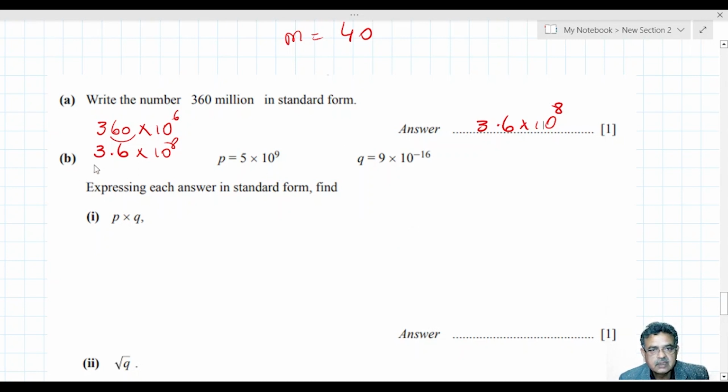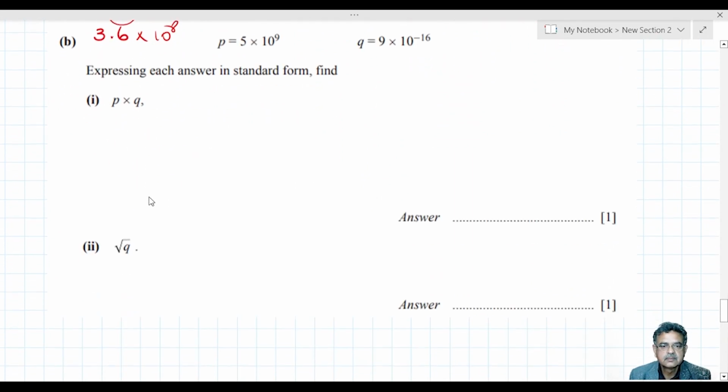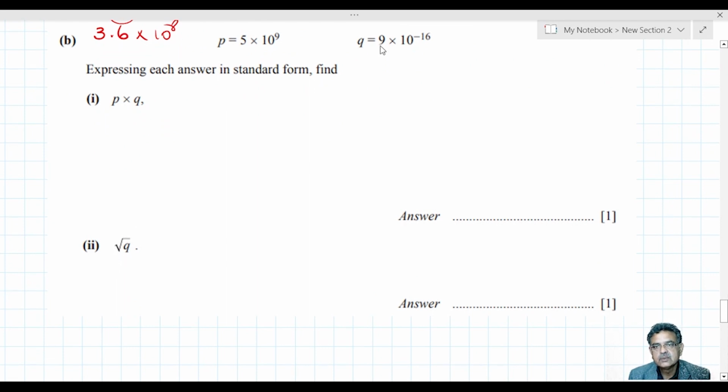Okay, part B. P and Q are given. Express each of the answers in standard form. I think it is similar to 1 or 2 questions we have already done, so I leave it for you. You can attempt it. Square root of Q.